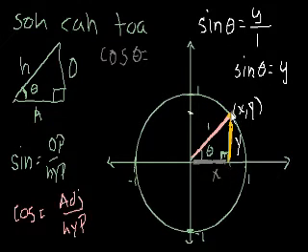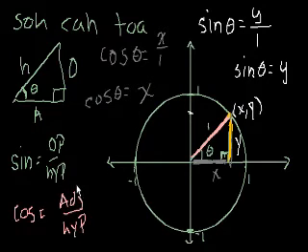If this is the point (x, y), then this distance here is x, and we already observed that this distance is y. So this distance being just x, we know that the adjacent length is x. So we say cosine of theta is equal to x over the hypotenuse. And once again, the hypotenuse is 1. So cosine of theta is equal to x.